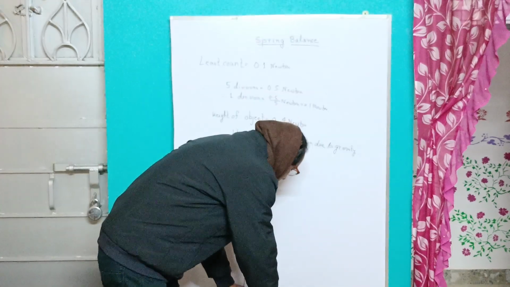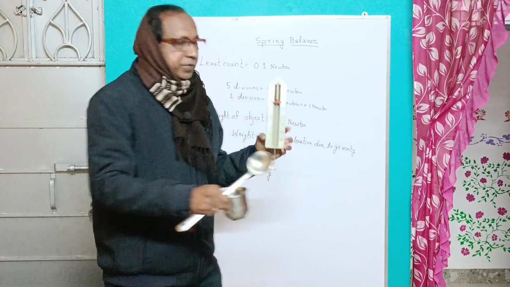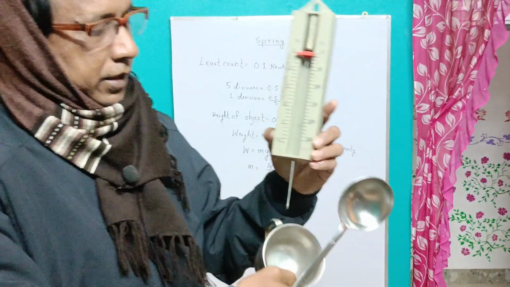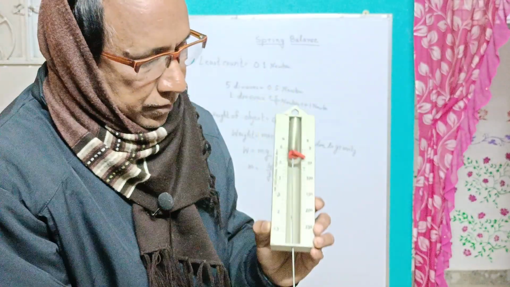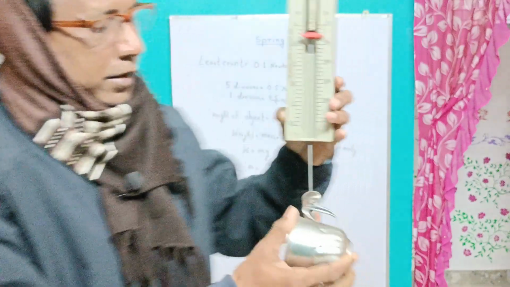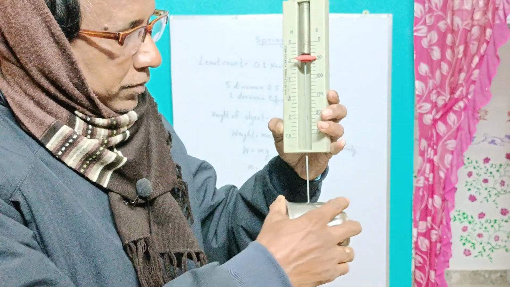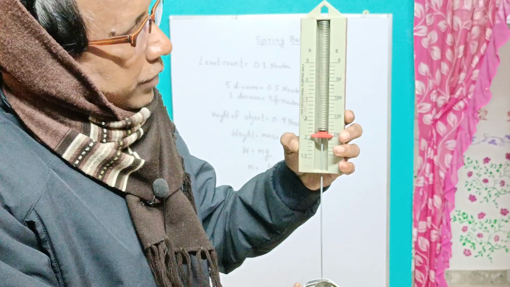Now let us try to find the weight of both these objects. How can you find it? Let us find it in this way: let us take this one and weigh it, and hang this object also, and let's see what the weight is.